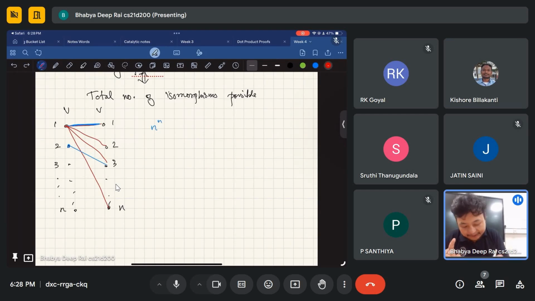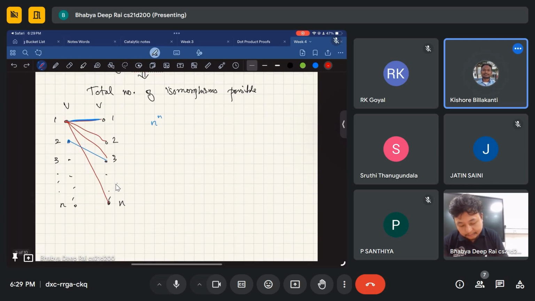Okay, how many choices did 2 have? 2 did not have 1 as a choice. That is the reason why it's not n to the n. 2 does not have 1 as a choice because 1 is already gone, because 1 is already mapped. 1 is already mapped to itself. So it should be just like a perfect matching. We should consider that here.